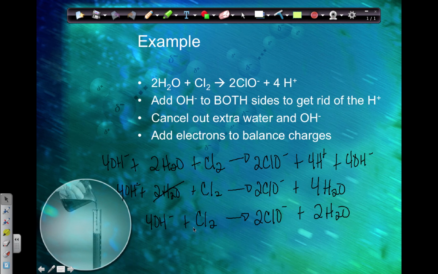Okay, so now I need to look at the charges. So I've got -4 here, 0 here, -2 here, and a 0 here. So I've got -4 on this side, a -2. I need to make this more negative by adding electrons. So I'm going to add 2 electrons here, which will give me a -2. So that means -4, -4. It's balanced at that point, so now I can look at my next reaction.